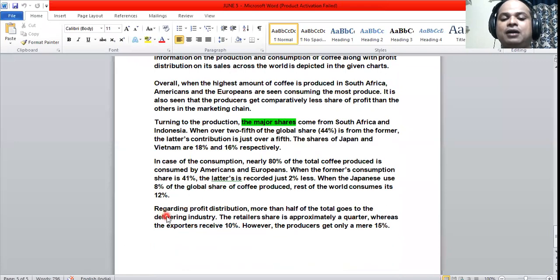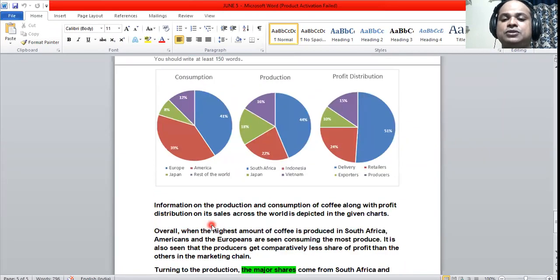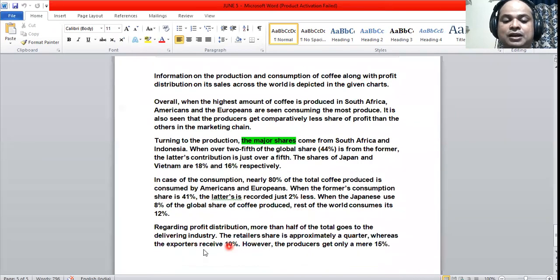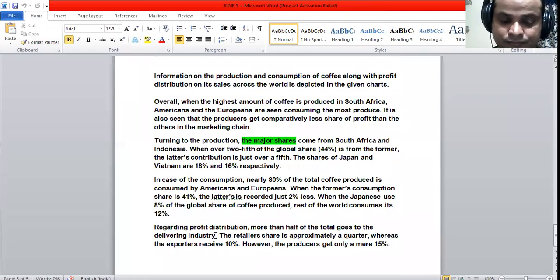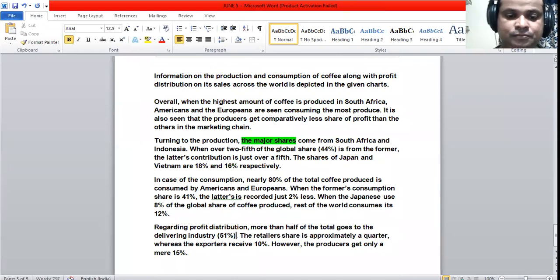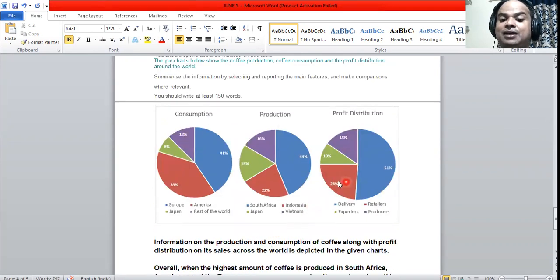Now we have to move on to the next area regarding the profit distribution. So the heading, profit distribution. More than half of the total goes to the delivering industry. That's 51 percent. I can add that 51 percent here if I need. Okay, the retailer's share is approximately a quarter, whereas the exporters receive 10 percent of the total share.